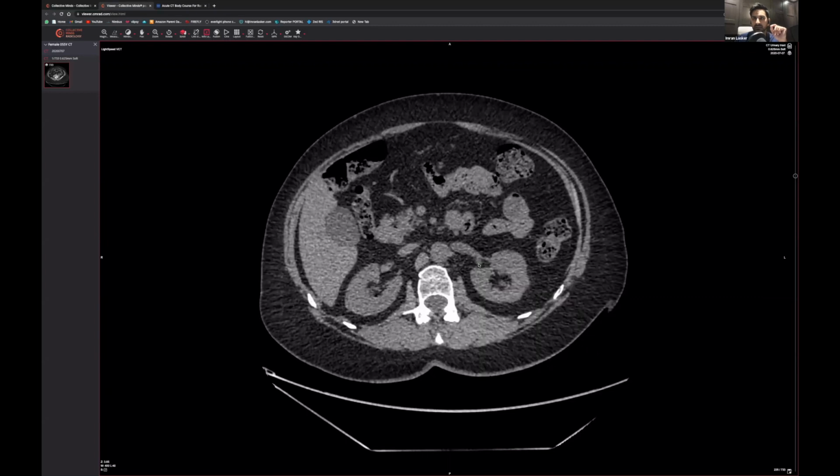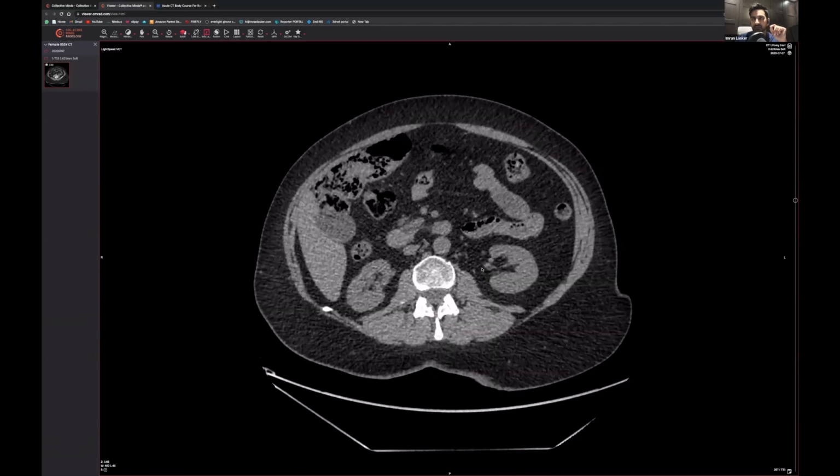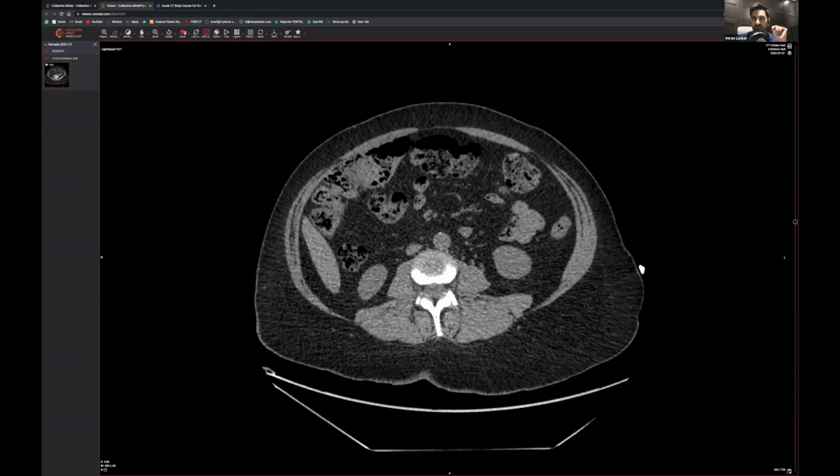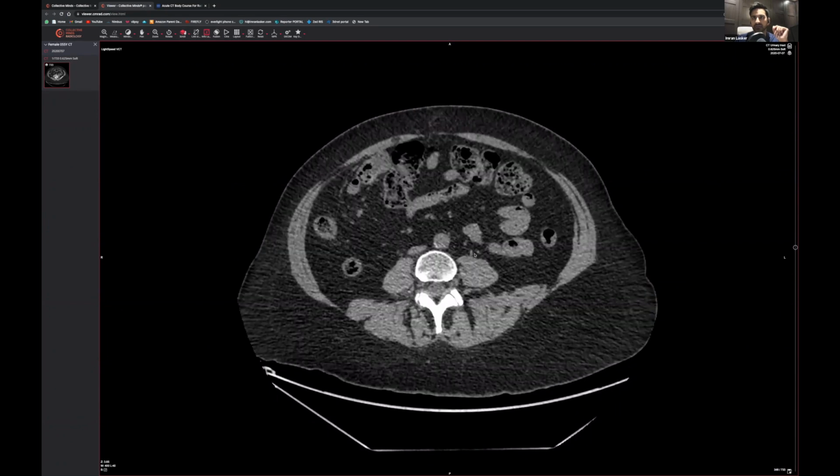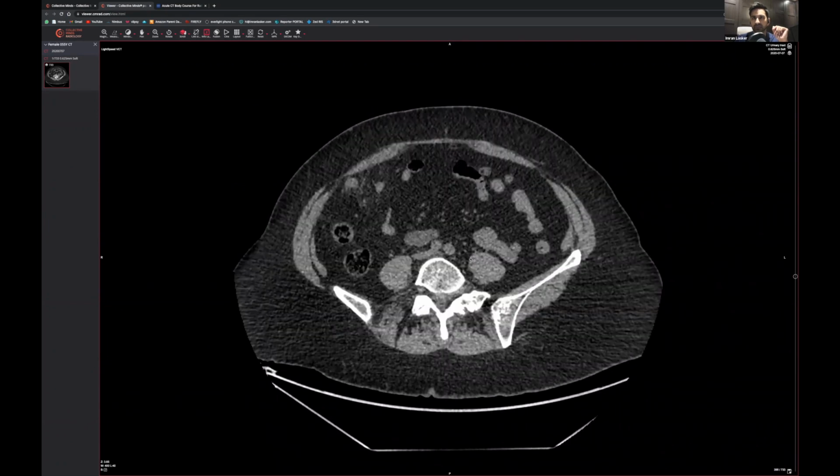Let's go this way. Where is that ureter? There's the ureter. Follow down, keep following.